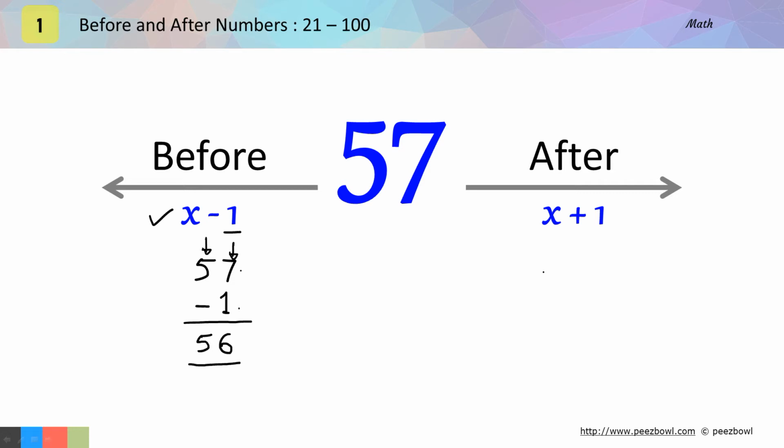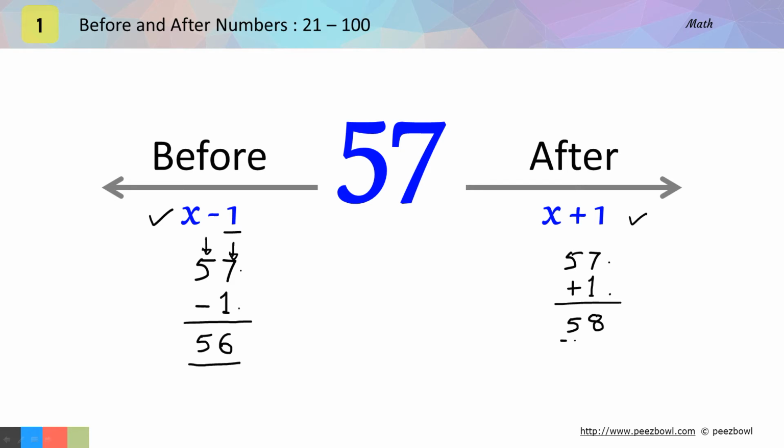Let us see which number comes after 57. We need to add 1 to find the next number. I will write 57 here, and as we need to add 1 to it, so I will write 1 below 7 and a plus sign before 1. Here 7 plus 1 is 8. So at the ones place we have 8 and at the tens place we have 5.